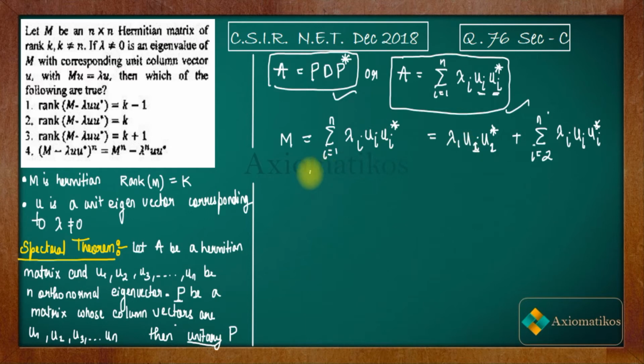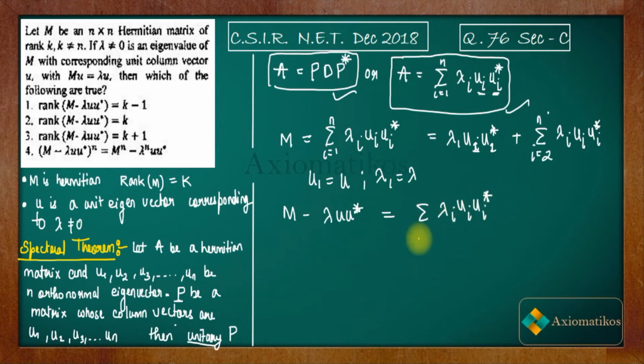Now I can choose my u1 to be this u that was given to us. So u1 I am choosing to be u, and lambda 1 I am choosing to be the lambda that is given in the problem. If I do that, you will get M minus lambda u u star, taking this on the left hand side, is equal to summation lambda i ui ui star, i equal to 2 to n. So this is what we will get.